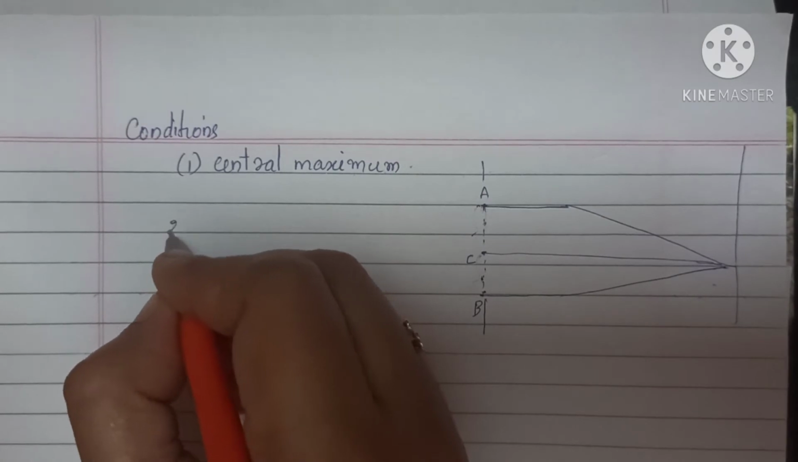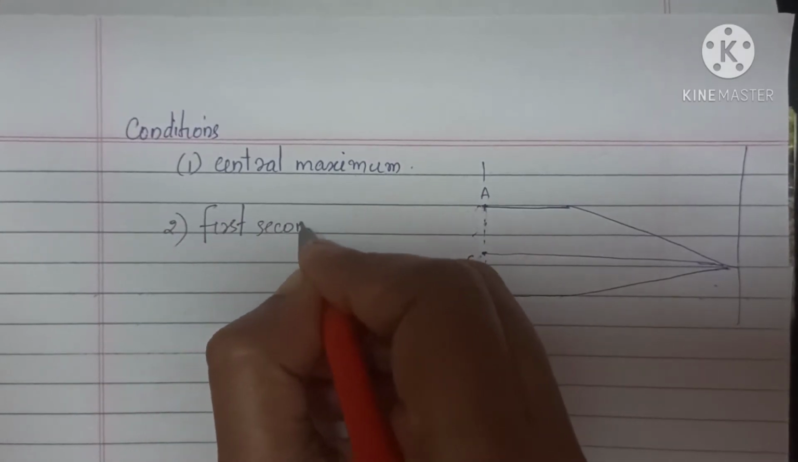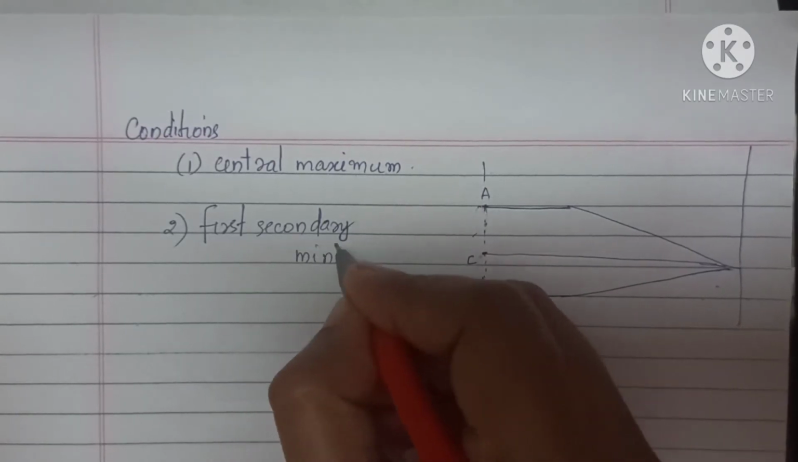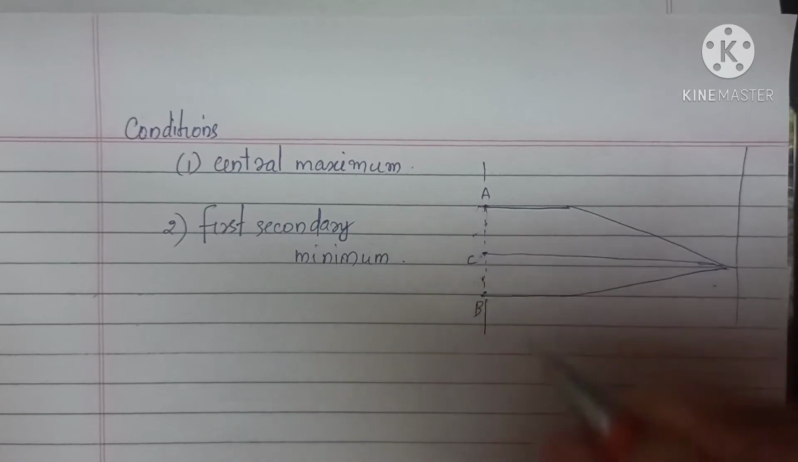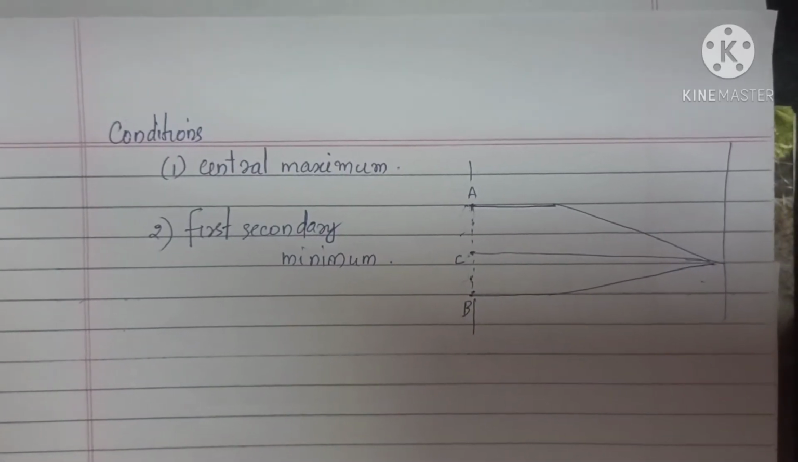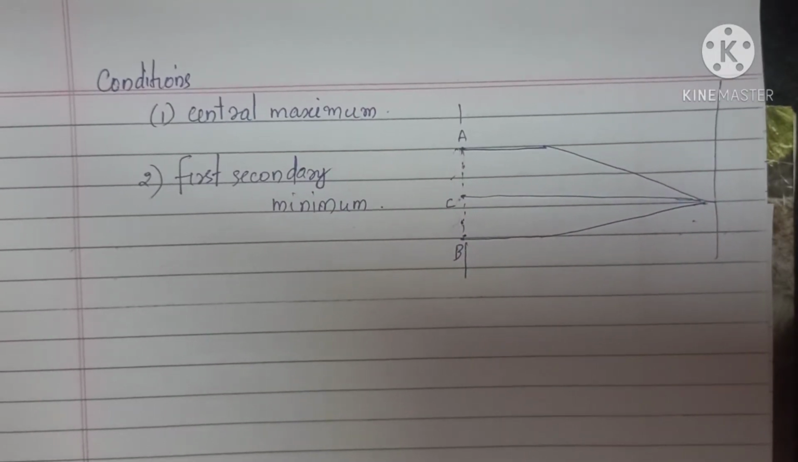Now we are moving to the first secondary minimum. Listen carefully. That means when the rays are diffracted at an angle, we get the diffraction pattern like alternate minima and maxima on the screen. Clear?